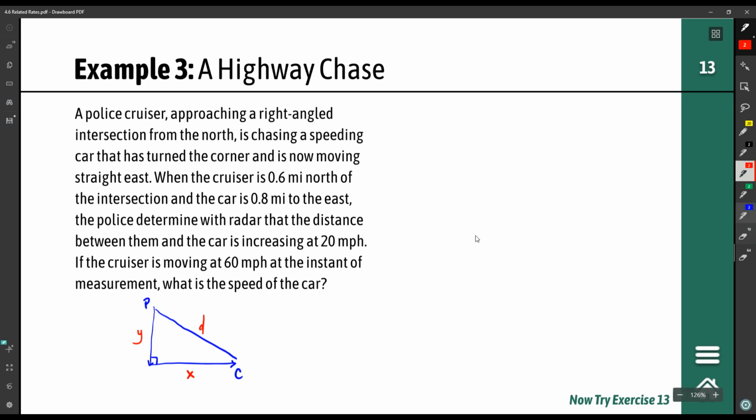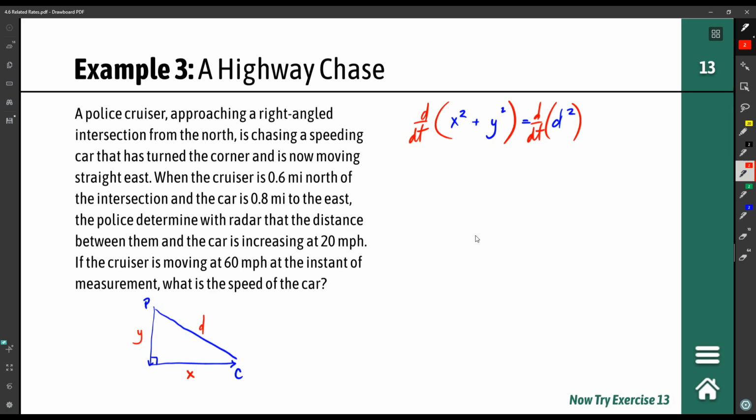Okay, so how are those related? Well, this is a right triangle. They're related by the Pythagorean theorem. So let's do that. We know that x squared plus y squared equals d squared in this example. Now, x is changing with time, y is changing with time, and the distance between those cars is also changing with time. So I think now we have to take a look at finding the derivative with respect to time of both sides. So there we are.